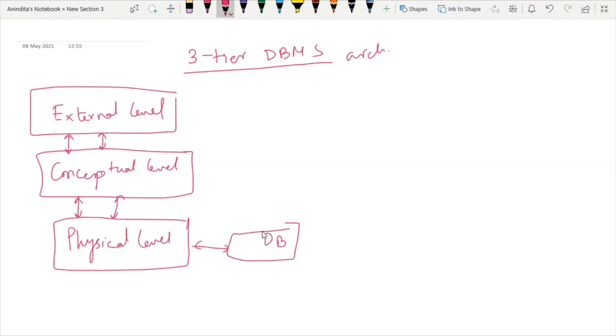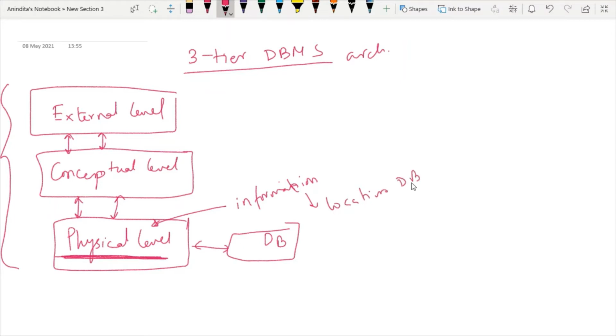Now, what is the actual activity in this kind of block diagram? First we have to understand the meaning of the physical level. At the physical level, we store information about the location of the database objects. In simple terms, the physical level of a database describes how the data is stored in secondary storage devices like disks.